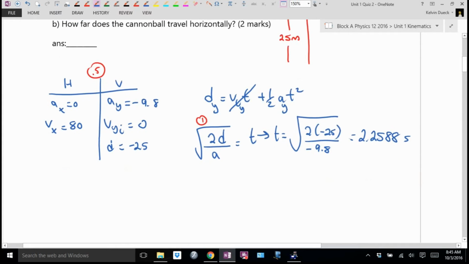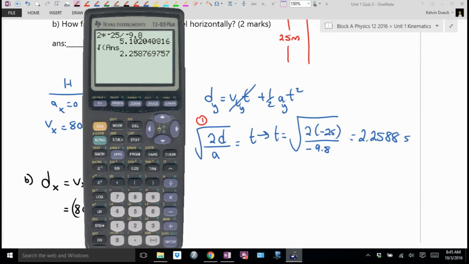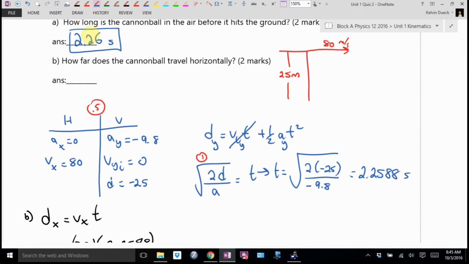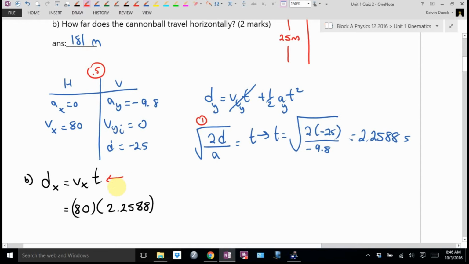B, how far does the cannonball travel horizontally? Horizontally, that's going to be a range. In fact, that's going to be dx equals vx t, plus half a t squared. Oh, no, a is 0 horizontally. So it's just going to be 80 times 2.2588. It's going to be 80 times the answer button. You get 181 meters. So 181 meters will get you 2 marks. If you got that wrong, I would give you 1 mark if I saw that you realized that was going to be our approach.